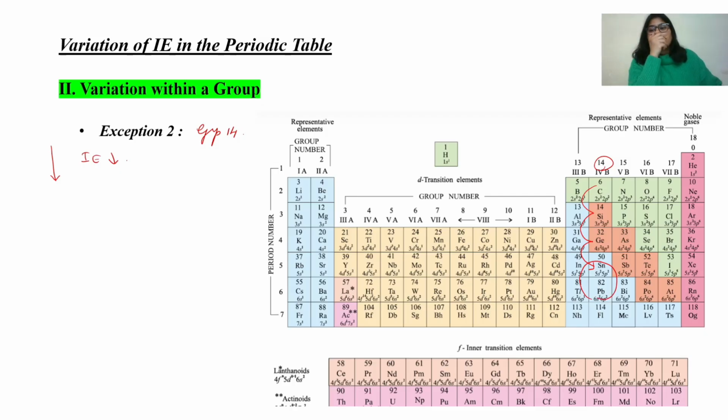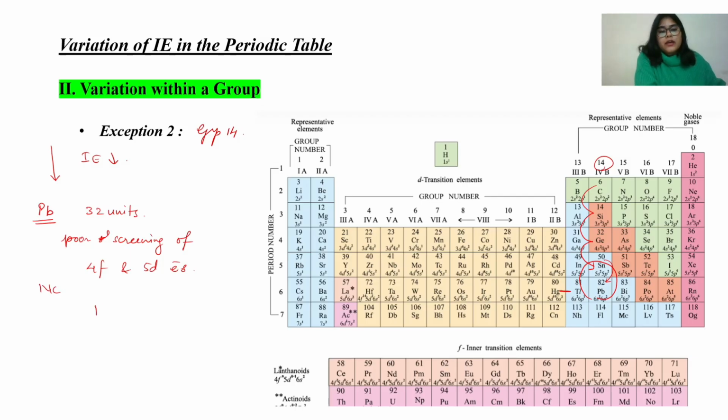Here you see for lead, it is coming after the 4F series followed by the 5D series, and the jump in nuclear charge is huge again. It is around 32 units with poor screening of 4f and 5d electrons, right? Therefore, this time the nuclear charge will predominate, and therefore lead will have higher ionization enthalpy than tin.